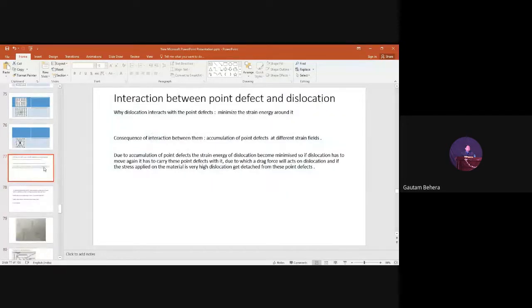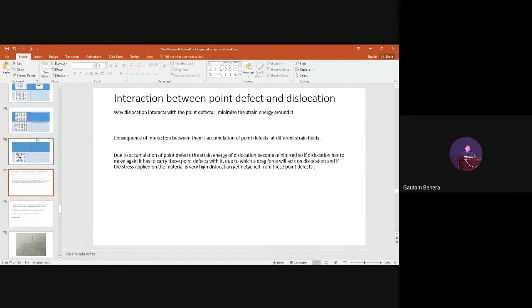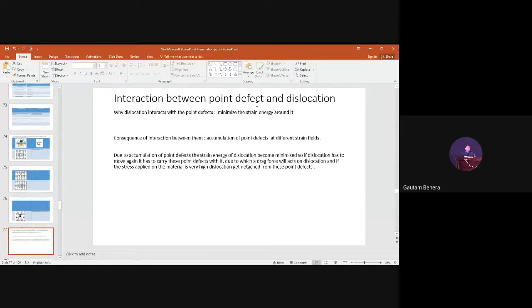Let me finish it. Nilkant sir will not take the class today. I will take 5 minutes more. Now just read these important lines I have written over here: interaction between point defects and dislocation. So how dislocation and point defects, as I told, will interact. Why does dislocation interact with the point defect? What is the answer I have written over here? Just look at this one. Now you got the answer? Why will dislocation interact with the point defect? What is written over here?